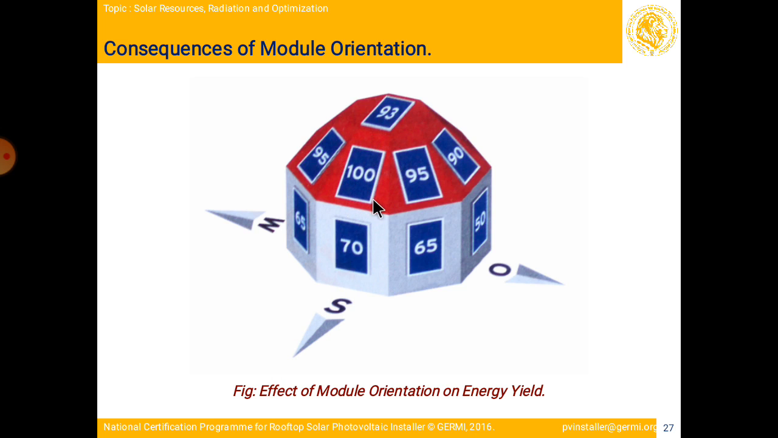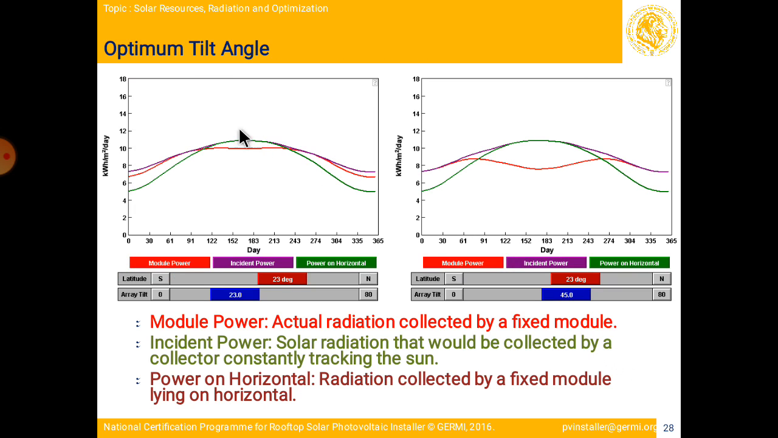This diagram is showing the placement of the PV module so that we will get the maximum efficiency from the solar PV module. So this is the effect of the module orientation on the energy. Now this is showing the optimum tilt angle.